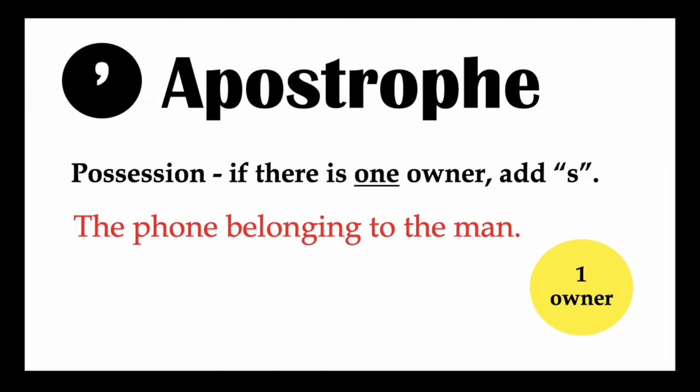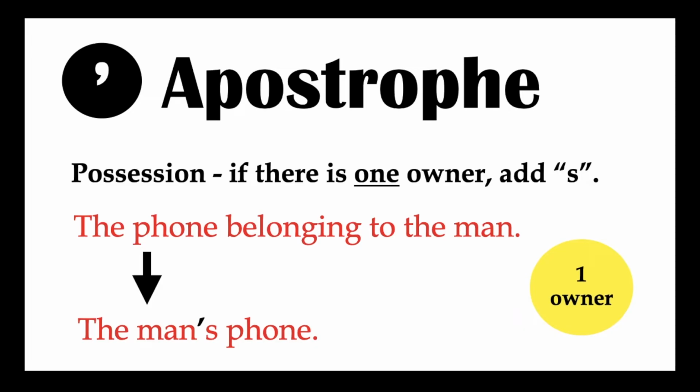The phone belonging to the man. Let's rewrite this sentence so that we include an apostrophe. It would become the man's phone. Ask yourself, how many men are there? There is only one man, so we add an apostrophe and then S. This therefore shows that the phone belongs to the man.